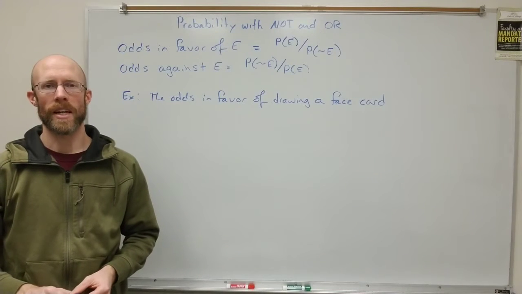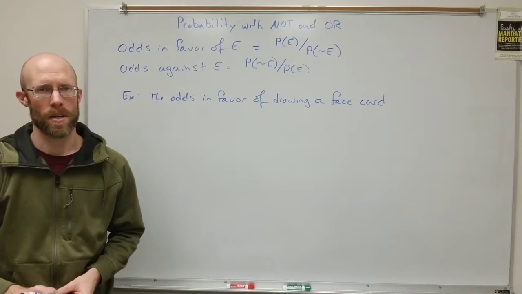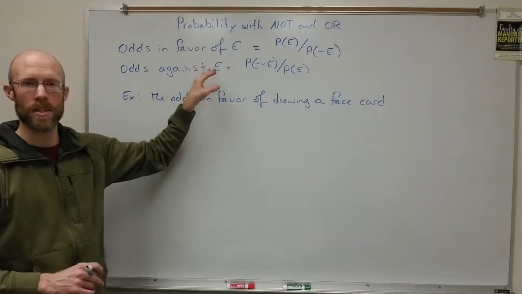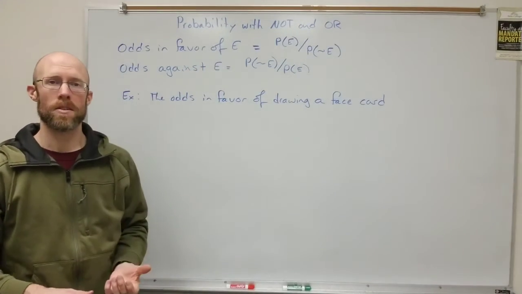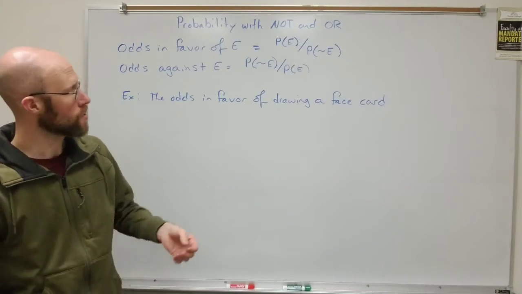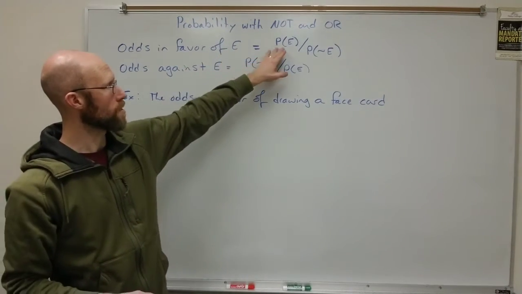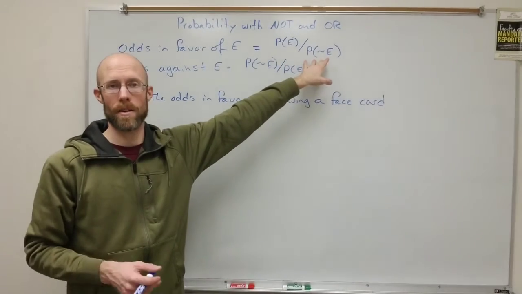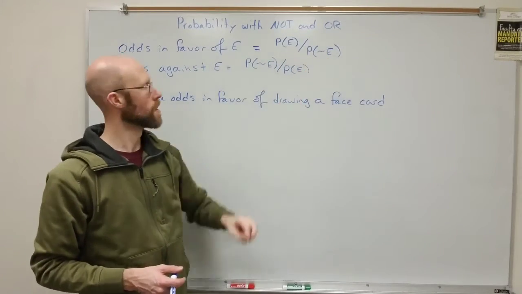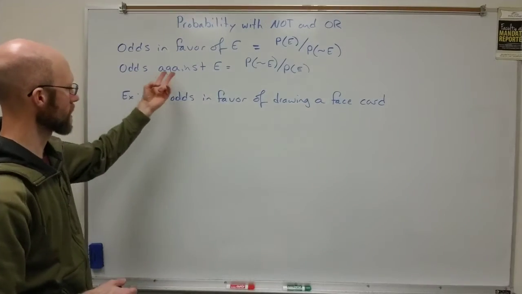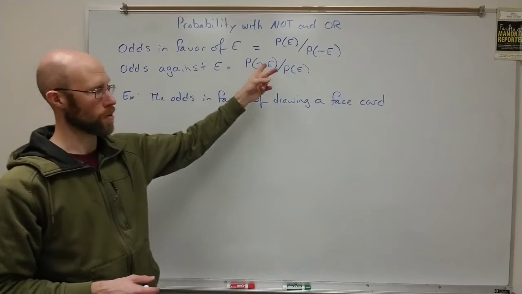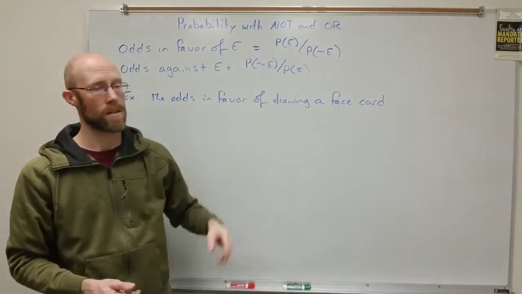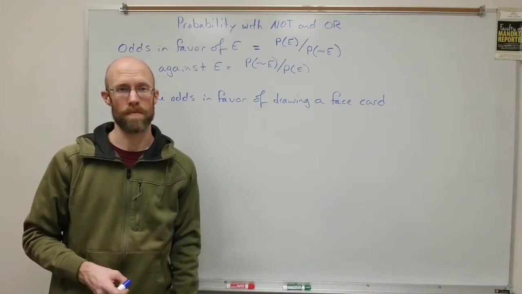Finally here we're going to look at odds in this section. We're going to be looking at the odds in favor of an event and the odds against an event, and they're basically calculated using probabilities. The odds in favor of an event are the probability of that event divided by the probability of it not occurring, not that event. And then of course the odds against an event are just the reciprocal of that fraction, the probability of it not occurring divided by the probability of it occurring.